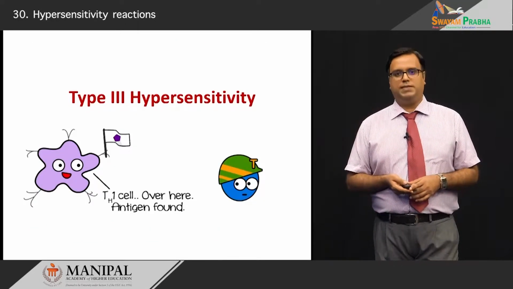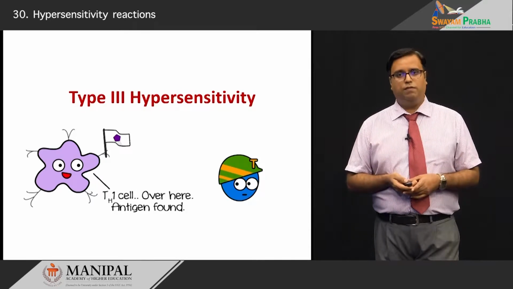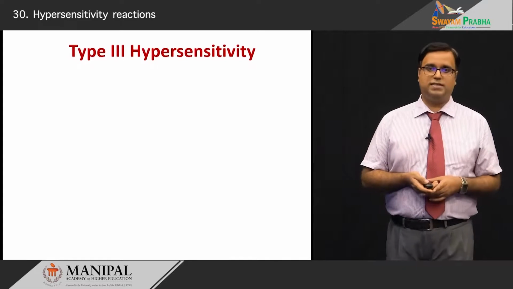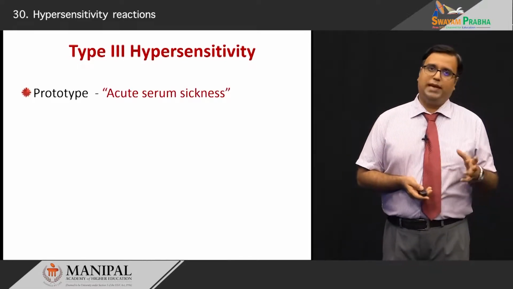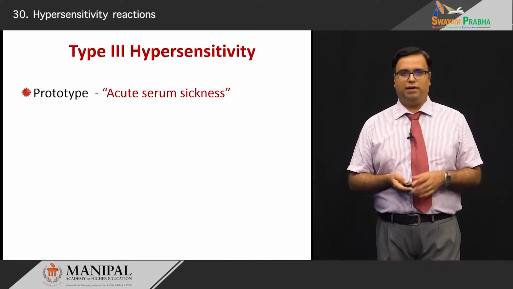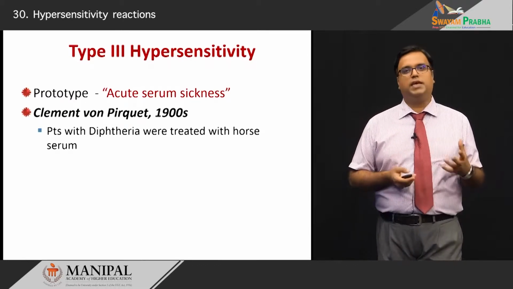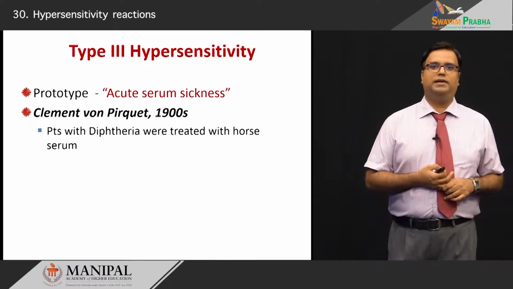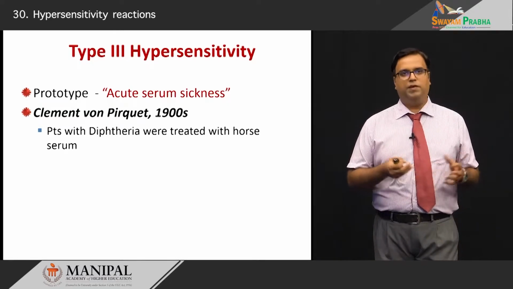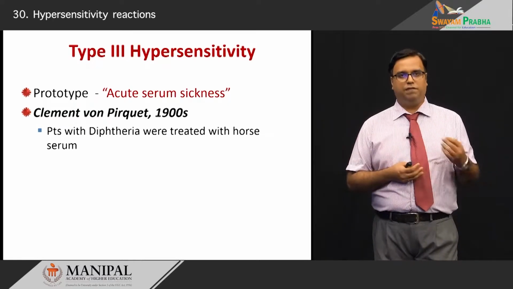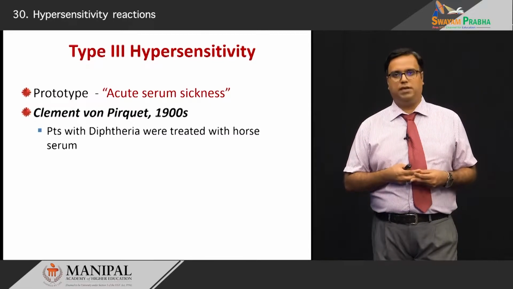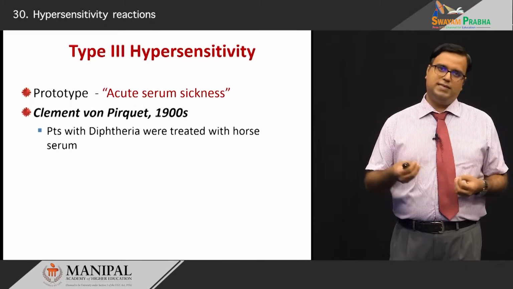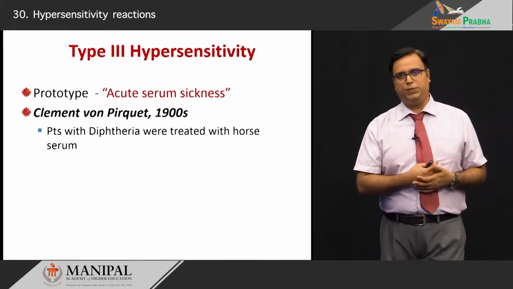The type 3 hypersensitivity reaction, a lot of this has to do with joints and the kidneys, which we will discuss in a bit. The prototype, which was discovered maybe a century back, a little trivia on this, was called acute serum sickness, and it was coined by Clemens von Pirquet in the early 1900s. A trivia on it says that the patients with diphtheria were treated with horse serum. The horse serum actually was used to harvest a lot of antibodies, and these antibodies were injected back into the patients with diphtheria.